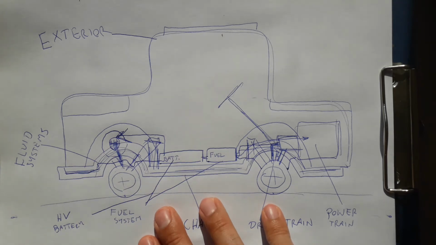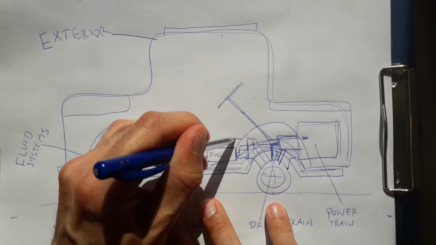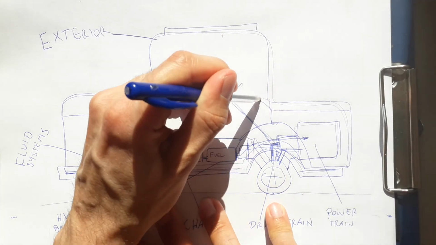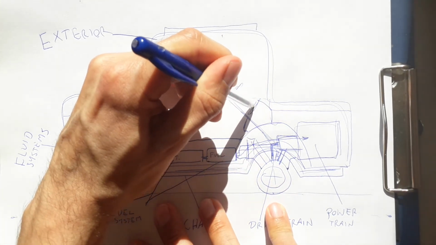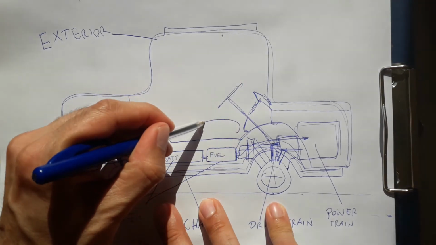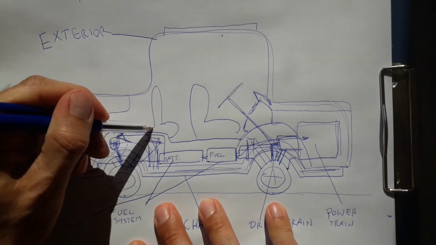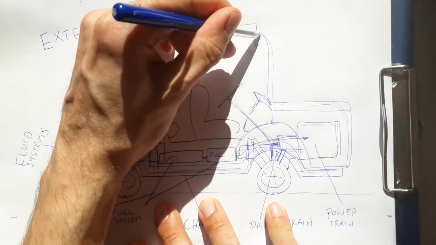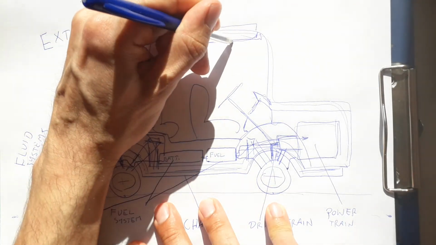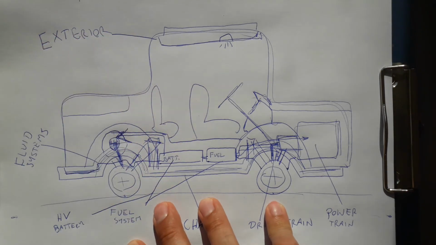The next system will be interior. So any nice floors, any plastic parts, dashboards, seats, whatever needed. There's a small seat. Whatever needed. Here, a roof. Maybe some lamps in the roof. This will be the interior.